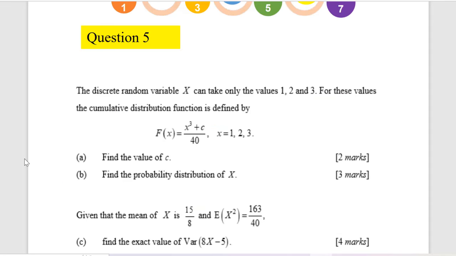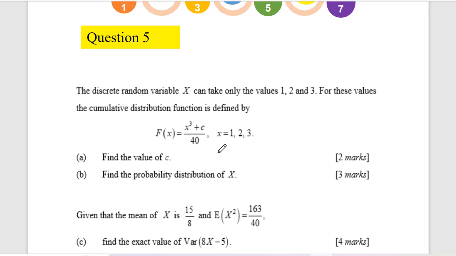Okay, for question number 5, you are given discrete random variable x, which x can take only the values 1, 2, and 3. So, for this question, you are given cumulative distribution function. Okay, Fx equals to x cubed plus c over 40, where x equals to 1, 2, and 3. So, for part A, you need to find the values of c. So, how to find the value of c?